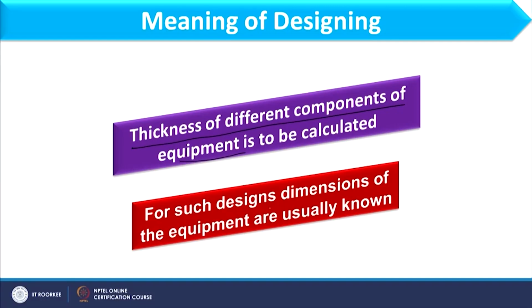For each component we will discuss only the thickness of that particular part. For such design, the dimensions of the equipment are usually known. Once I know the dimensions, like height and diameter, I will only calculate the thickness of that particular section.